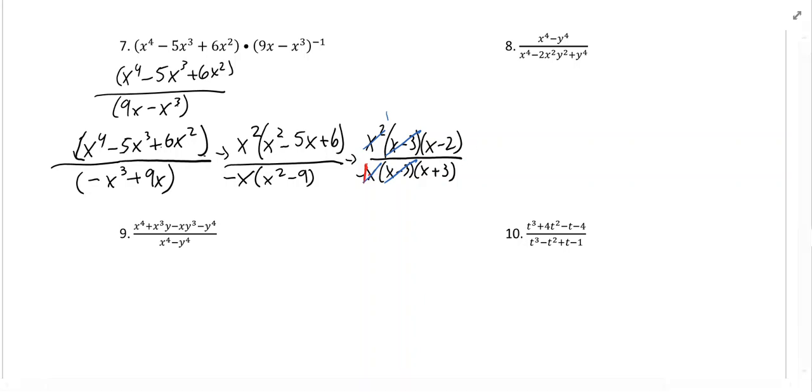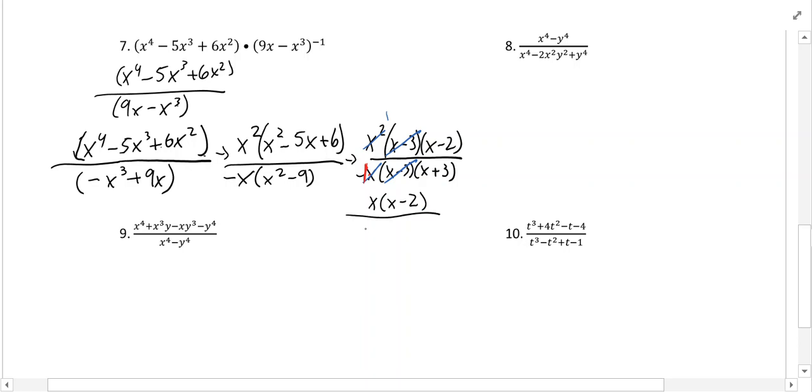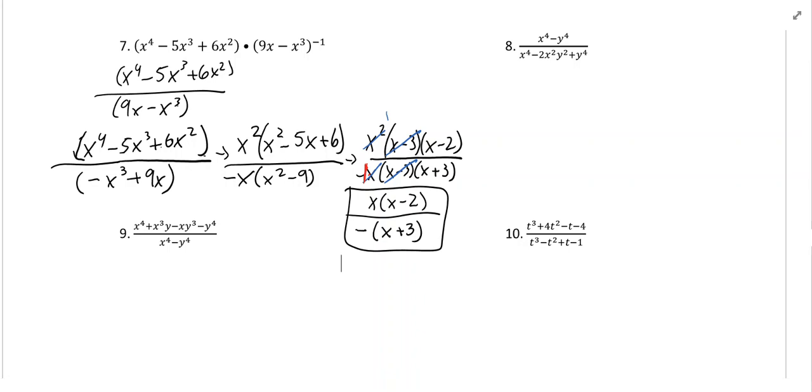So when you write your final answer, it's going to look like this. x times (x minus 2) over negative (x plus 3). Okay, so this whole thing is your answer. You cannot forget about this negative that was in front of that x there.